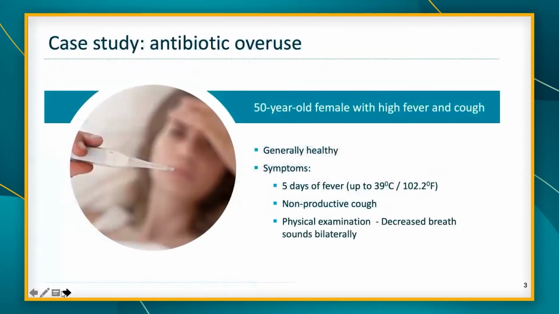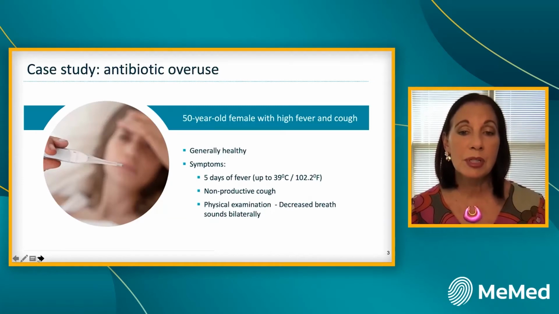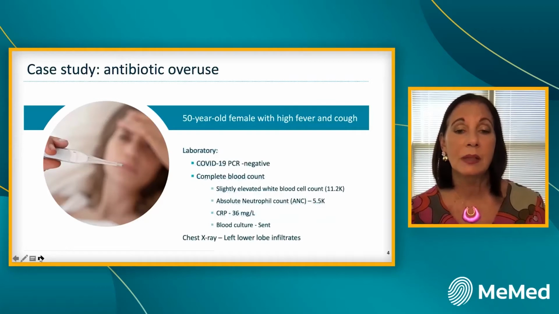Let's start with a case. Antibiotic overuse. We have a 50-year-old female who presents to the emergency department with a high fever. She was generally healthy, but her symptoms now are 5 days of fever up to 102, non-productive cough. On physical exam, she has decreased breath sounds bilaterally. Her lab values, she is COVID negative by PCR test.